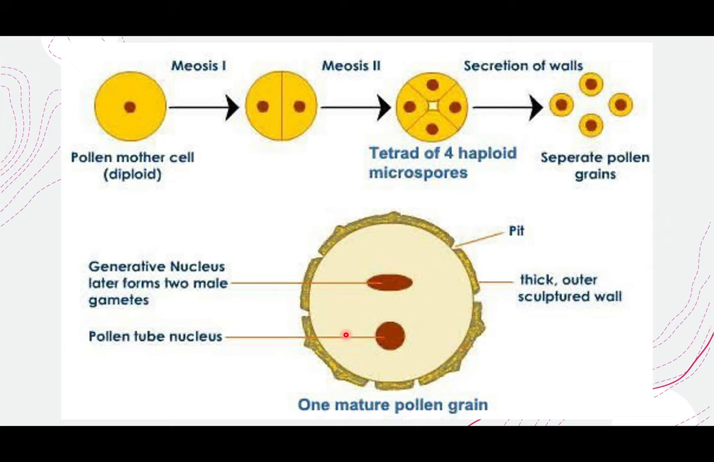Alright, so let me just briefly go over it. We have the megasporangium. It goes through meiosis to produce a tetrad. The tetrad will separate into individual pollen grains. The pollen grains will continue to grow. And then it will be considered mature when its nucleus separates via mitosis to produce the generative nucleus and the pollen tube nucleus. That's what's happening here.